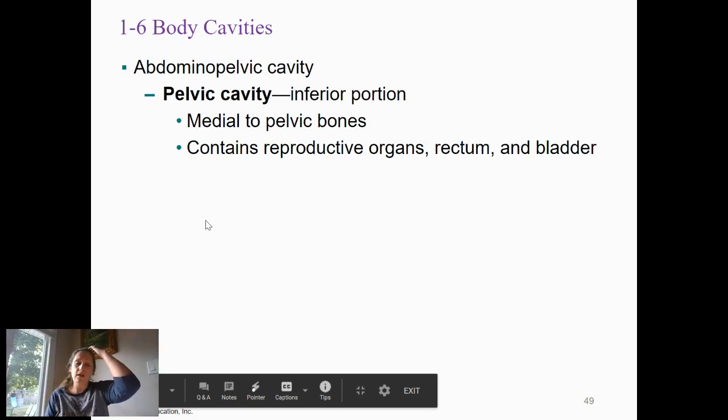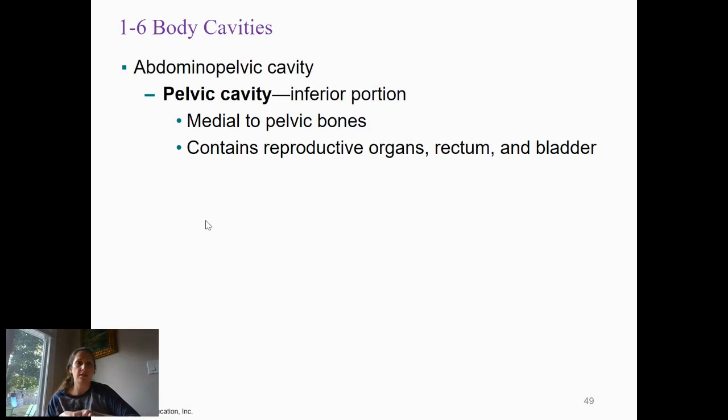And then the last piece of the abdominopelvic cavity is the pelvic cavity. That is the most inferior portion, so towards the bottom. It is the section that essentially is in between the pelvic bones. So that's where you're going to have both excretory, urinary organs like your bladder and your rectum. And you're also going to have reproductive organs located there. So depending on male or female, you would have different organs in that body cavity.